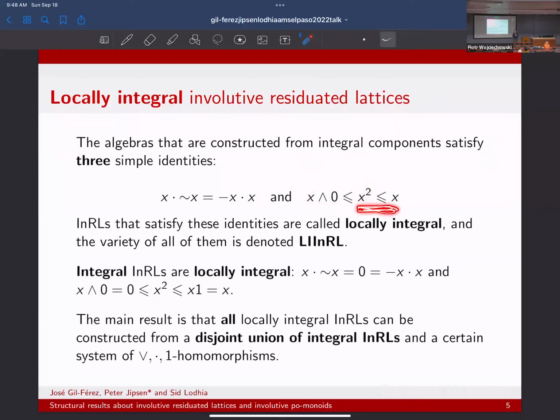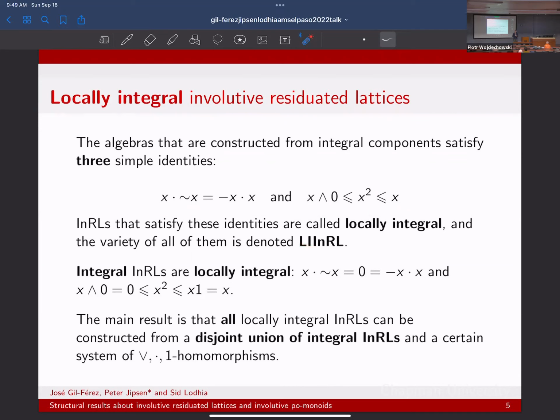It's enough to assume this part. And then this third equation, I wrote it as an inequality, but it can be rewritten as an equation if you have a join. The third equation is called square decreasing. It's very common in residuated lattices, and it's a weak form of idempotence, of course. It has to apply everywhere. The interesting thing is that the 3 equations together are what allows us to do this decomposition.